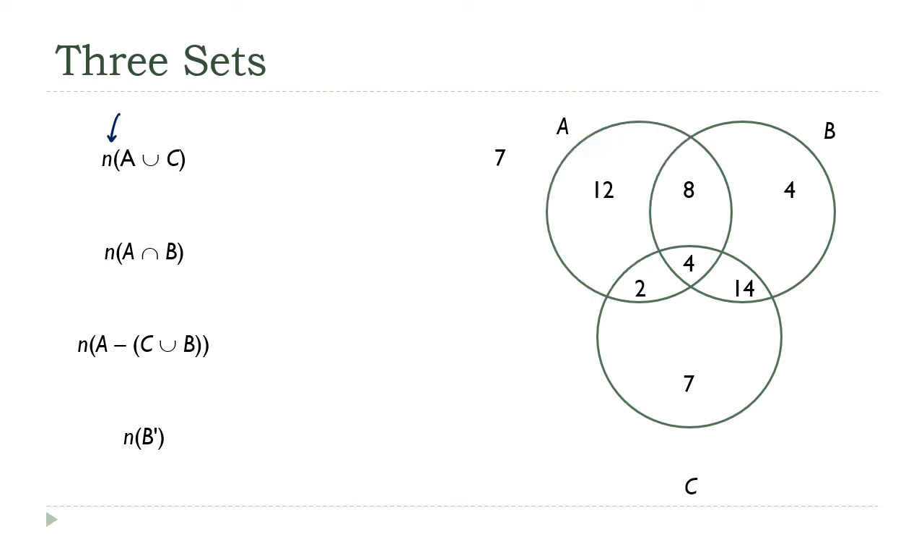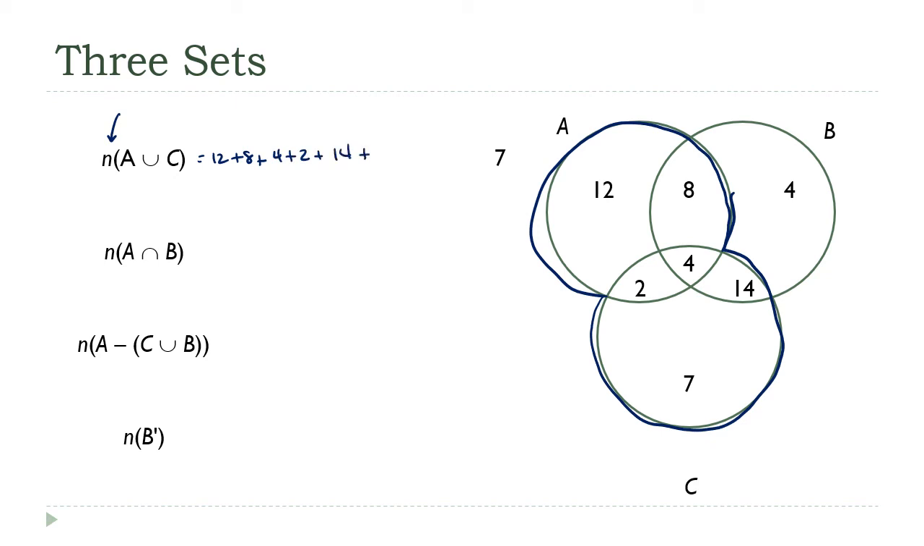All right, so what I'm being asked for here is the sizes of these things. For example, where is the union of A and C? Well, that's everything in A and everything in C. So I want the cardinality of this set. All I have to do is add up the pieces. 12 plus 8 plus 4 plus 2 plus 14 plus 7. That's 20. 20 is 40 plus 7 is 47.